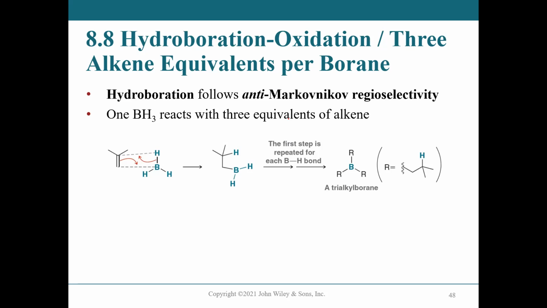If one BH3 reacts with 3 equivalents of the alkene, the first step is repeated for each BH bond. We just keep on repeating this process again and again. You can think about this as R, and you can repeat this 2 more times after the first time. That's why they said 3 equivalents of the alkene to 1 equivalent of BH3.